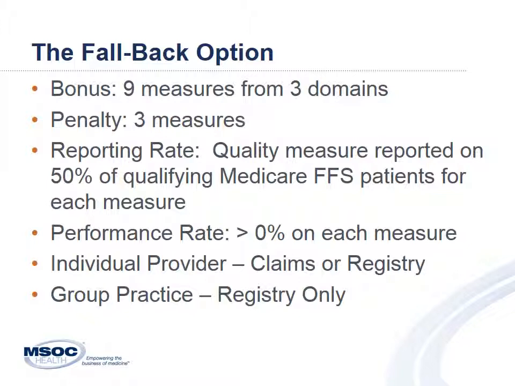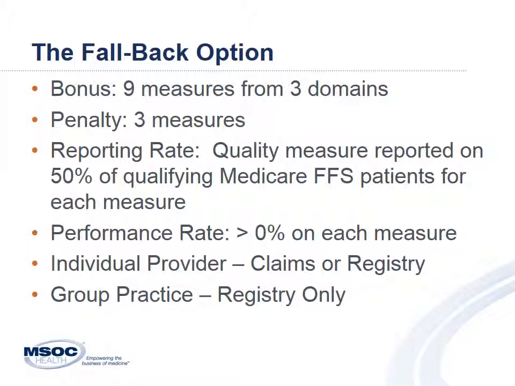If you have 10 or more providers in your group, you'll also avoid the 2% value-based modifier penalty if you report 3 measures as a group or 3 measures individually for at least half of the providers in your practice. Each selected measure must be reported on 50% of applicable Medicare fee-for-service patients who were seen during the calendar year, and the performance rate on each measure must be greater than 0%.